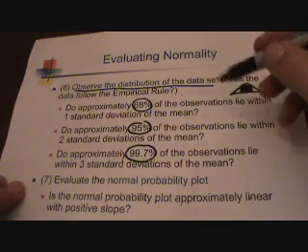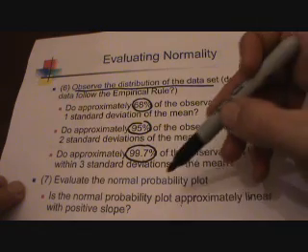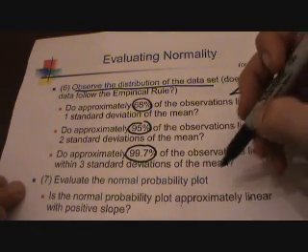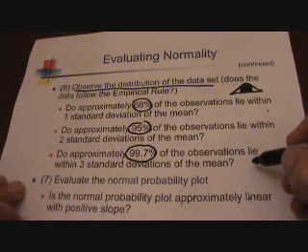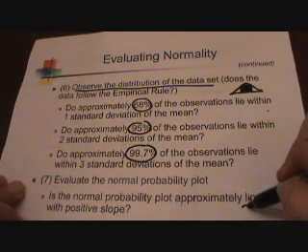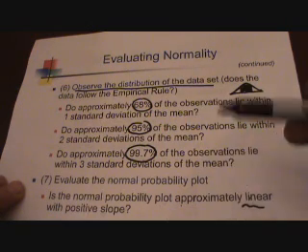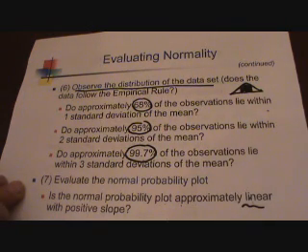That's our 6th data point, and then finally, we evaluate the normal probability plot. We're going to look at the distribution, and if it's linear, we can go ahead and say that that has indication of being normally distributed.